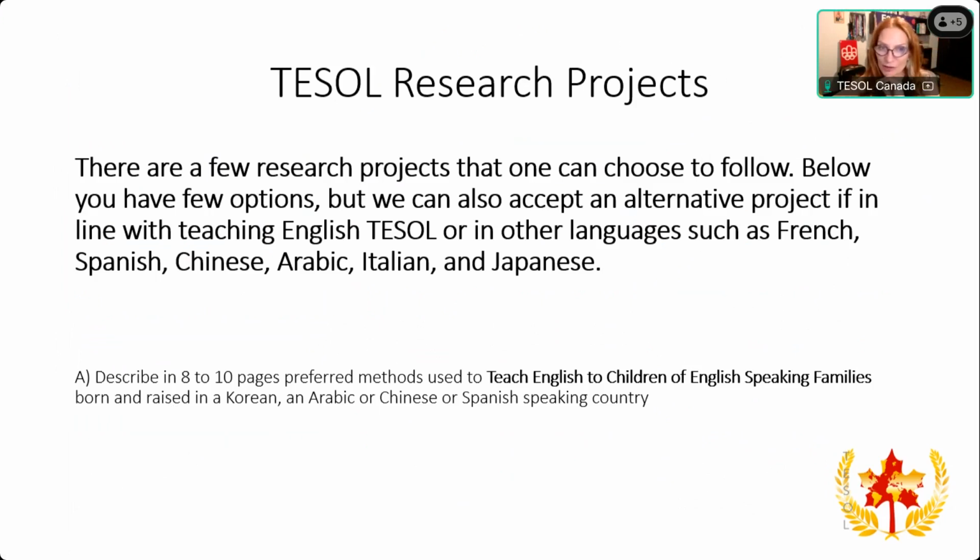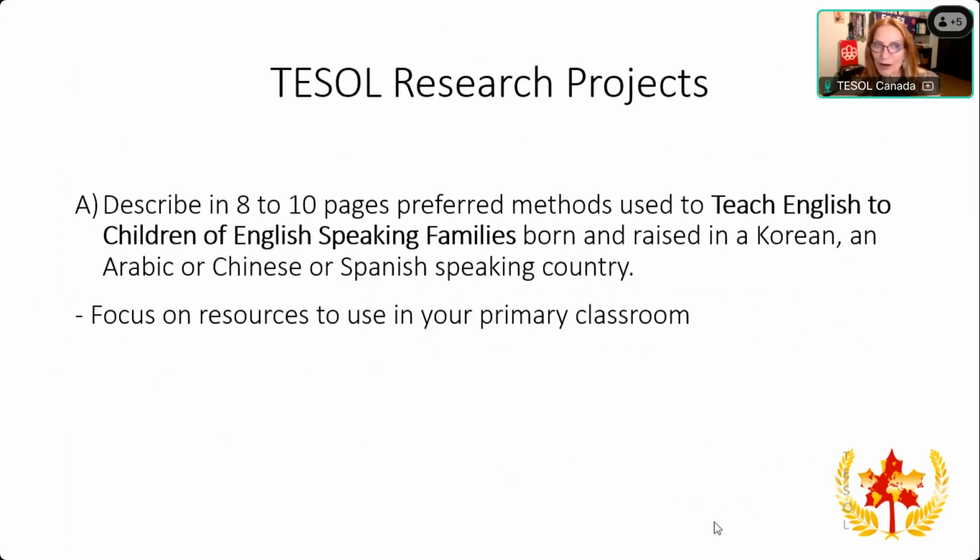So the first one, it's A. Describe in 8 to 10 pages preferred methods used to teach English to children of English-speaking families born and raised in a Korean or Arabic or Chinese or Spanish-speaking country. So this happens frequently. Many executives move to other countries, but they are English speakers. But they go to a Spanish-speaking country, they go to an Arabic-speaking country. So how does this work? How do we teach these children? What is a syllabus that should be part of this? So that is A.